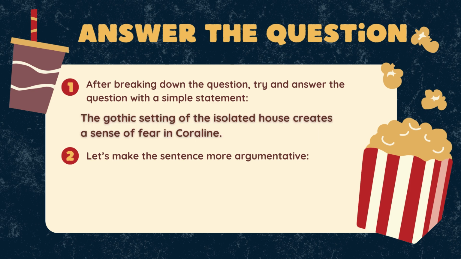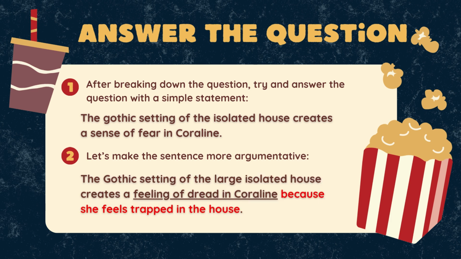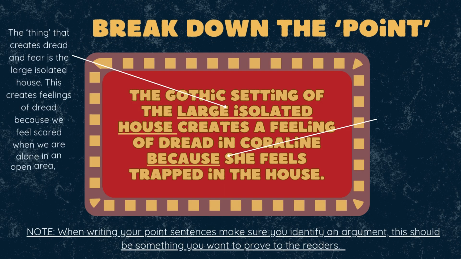Now that's okay, but let's make the sentence more argumentative rather than a statement. To do this, I'm going to write a reason for Coraline feeling dread in the isolated house. So I've written that she feels afraid because she feels trapped in the house. Now that our answer is more argumentative, let's have a closer look at why I've written my point sentence in this way.